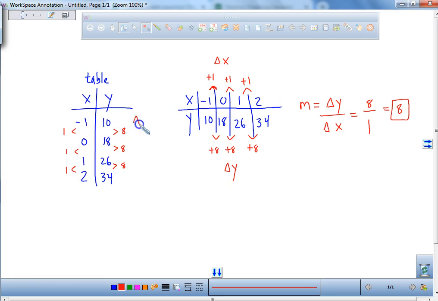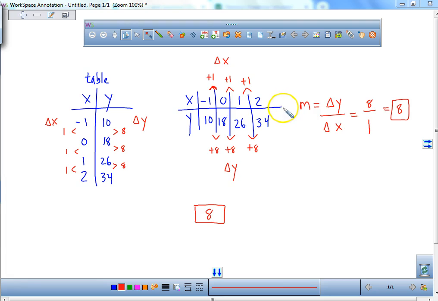Once again, what does this represent? The change in the y. What does this represent? The change in the x. So whether the table looks like this or like this, I want you to know the change in the y over the change in the x. Okay? Now, what would be the answer that I would put for the Khan Academy? If I had a little box, I just type in the number 8, and that would be it. So that's the very first one that you guys have in your journal.